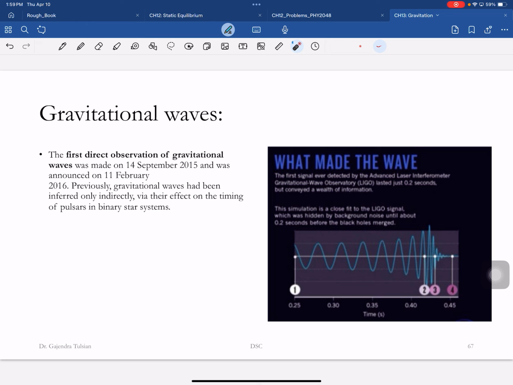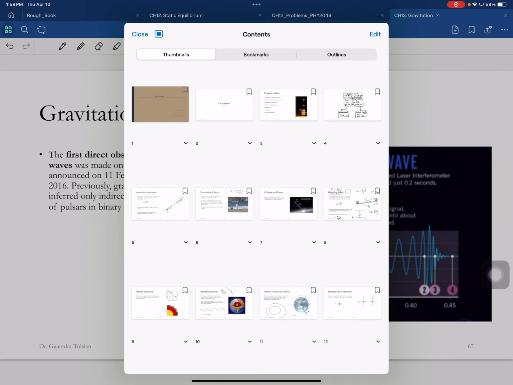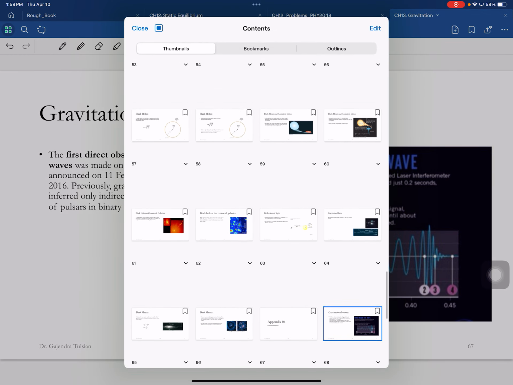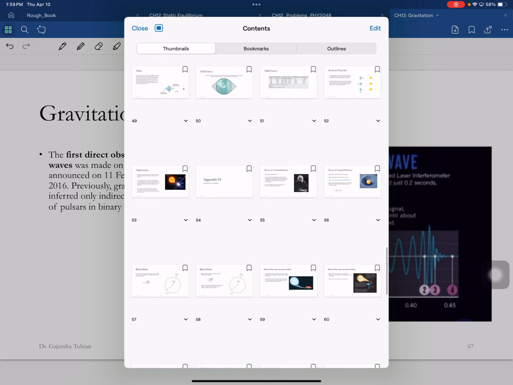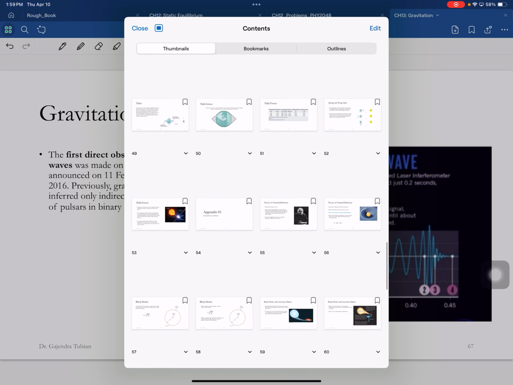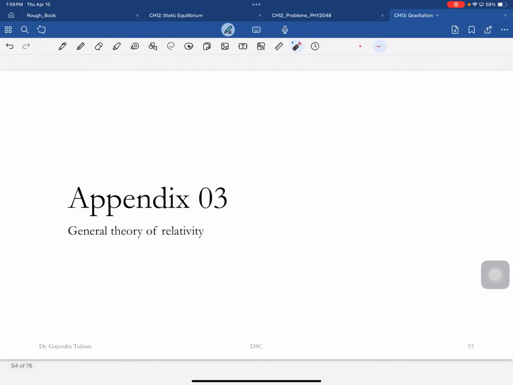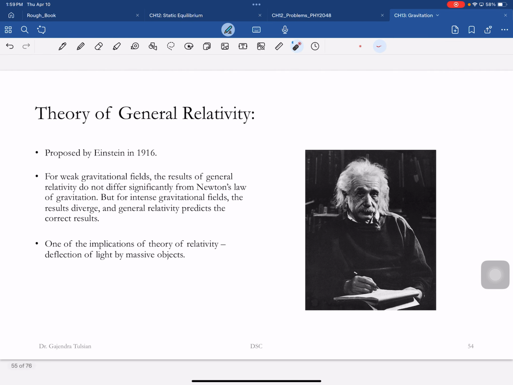Did I hear dark matter? You want to hear about dark matter? The gravitational waves is more sexy. You still want dark matter? All right, we'll do both because you gotta hear about gravitational waves. We'll go real quick, okay?